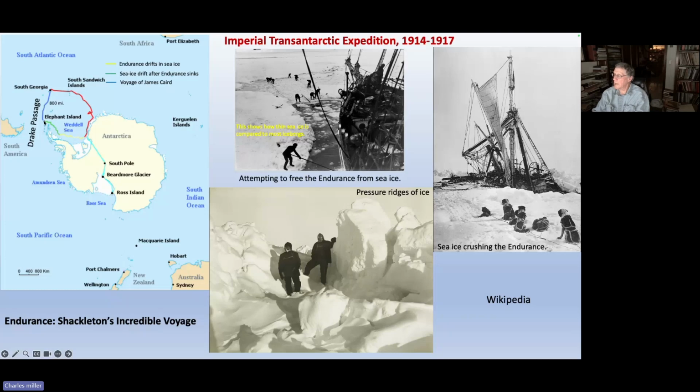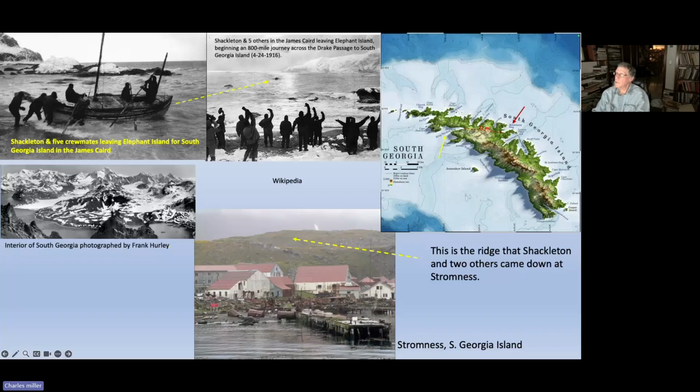And so they went to Elephant Island. No ships go to Elephant Island. They would never have been rescued there. And so it was at Elephant Island that Shackleton and 5 others took the lifeboat called the James Caird. And here they are sailing off to go to South Georgia. Now you see a connection between South Georgia and this expedition.